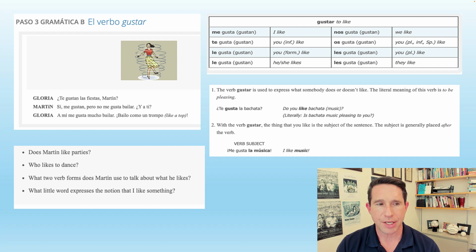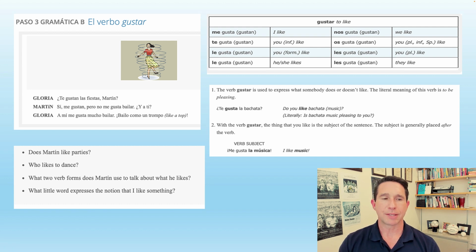Look at our conversation. Gloria y Martín. Looks like she's spinning or dancing probably. So Gloria dice, ¿Te gustan las fiestas, Martín? Sí, me gustan, pero no me gusta bailar. ¿Y a ti? A mí me gusta mucho bailar. Bailo como un trompo.